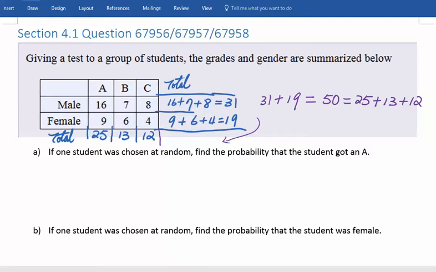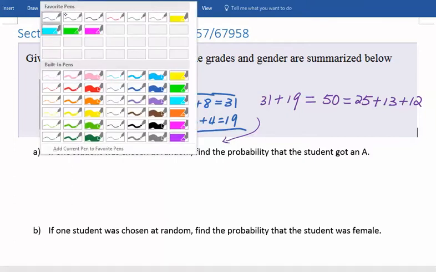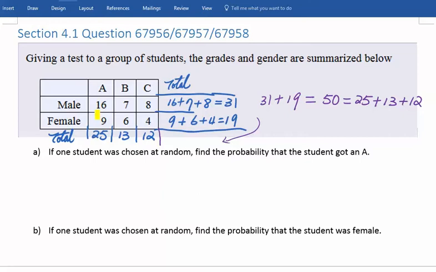Now I'm ready to calculate the number of students who receive an A. I like a yellow highlighter. So this is the total number of students who receive an A. Out of how many students? Out of 50 students. So my answer will be 25 over 50, which equals 1 over 2.